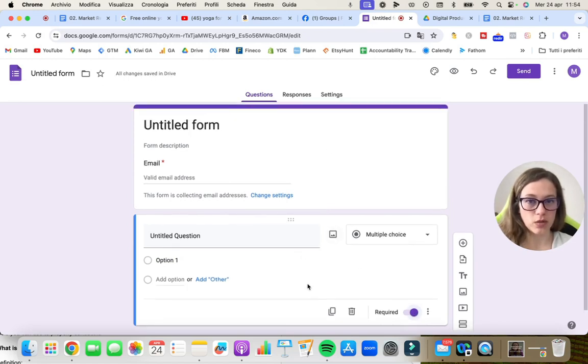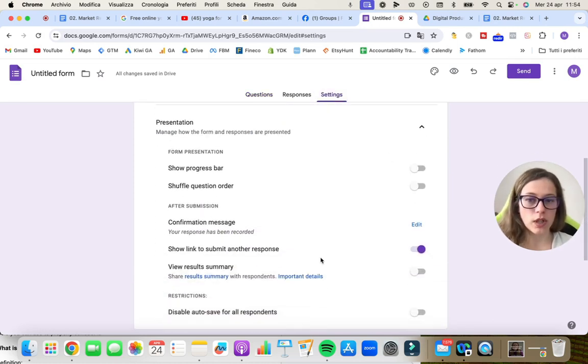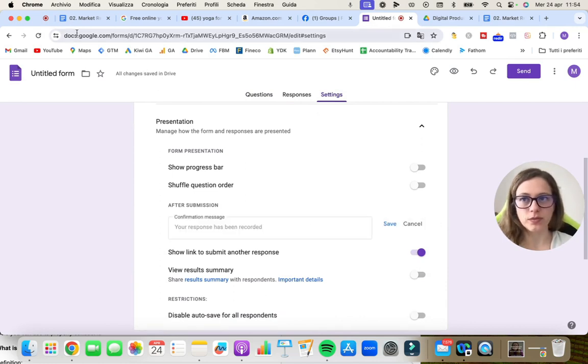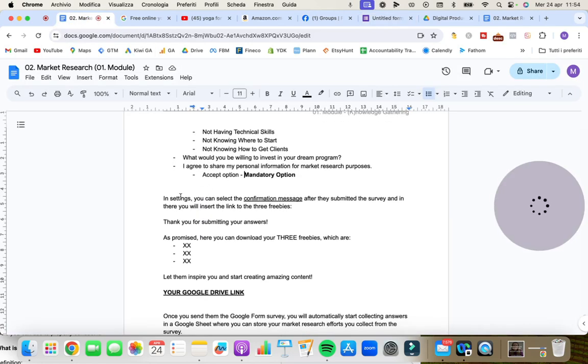So you complete your survey, then you go to settings, you go to presentation, and you scroll down to confirmation message, edit, because you want to deliver the freebies that you promised. In settings, you can select the confirmation message after they submitted the survey. And in there, you will insert the link to the 3 freebies.